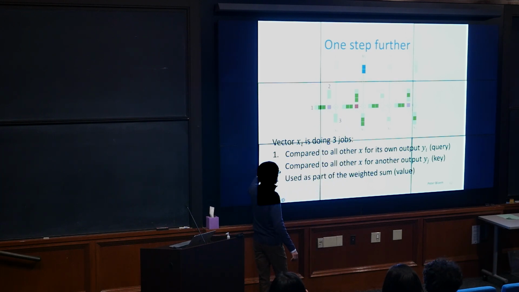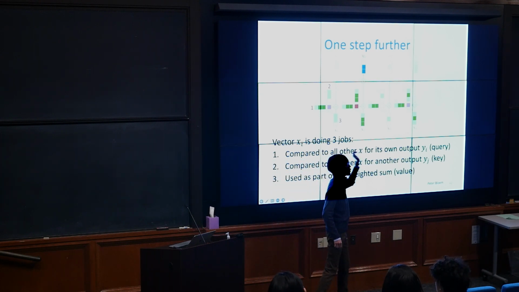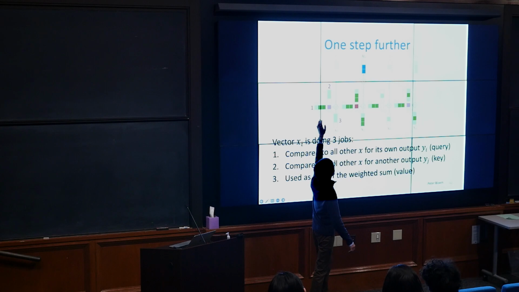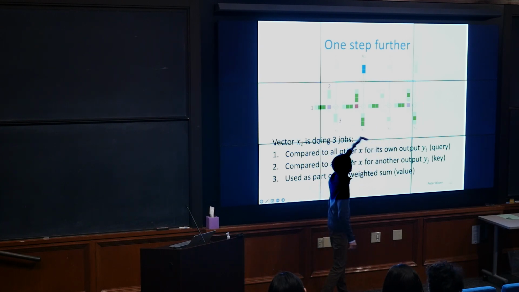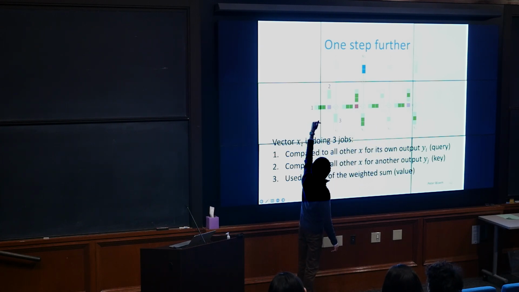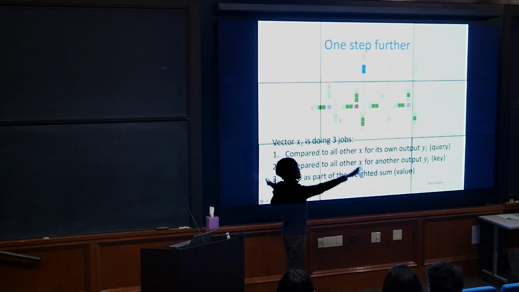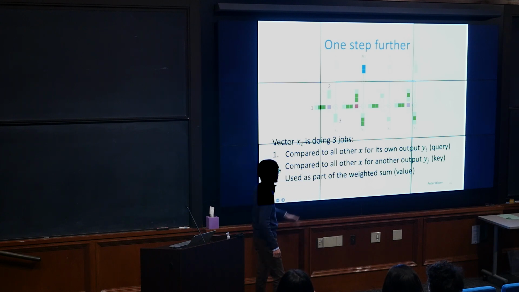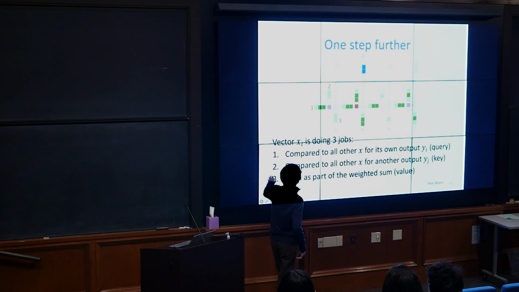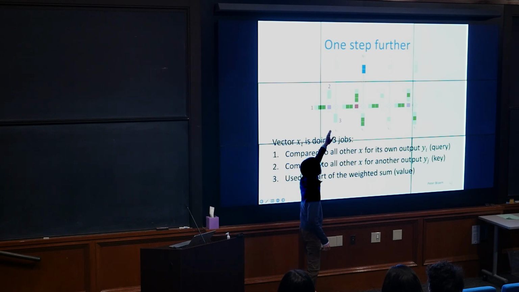And then this y2 also gets compared to all other x's for all the other outputs, right? So when we're generating y1, y3, y4, it gets used up here, right? To compare all those other inputs to it. So we call that the key. And then finally, it's used as a part of the weighted sum. So we call that the value.